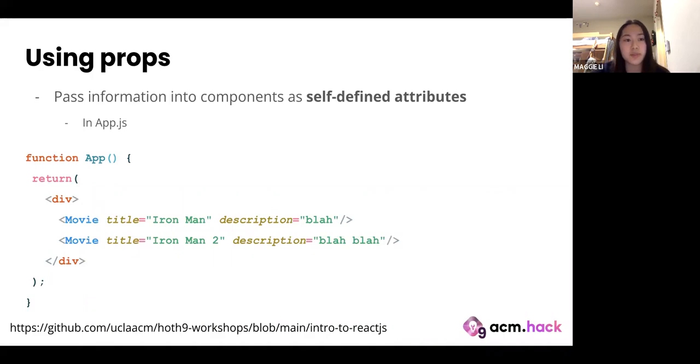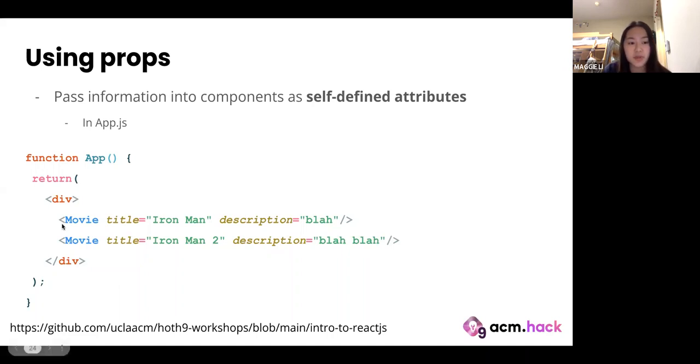Using props, we can pass information into components as self-defined attributes. For example, in app.js, where we are going to be calling this movie component, we can define our attributes. We're defining them as attributes, just as an attribute for an image can be src equals. And because we're defining these attributes, they are going to be passed in as props.